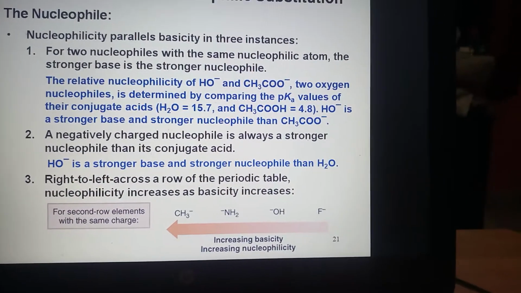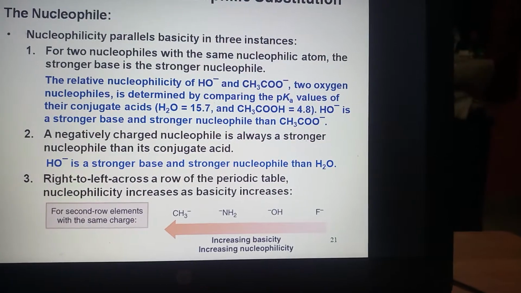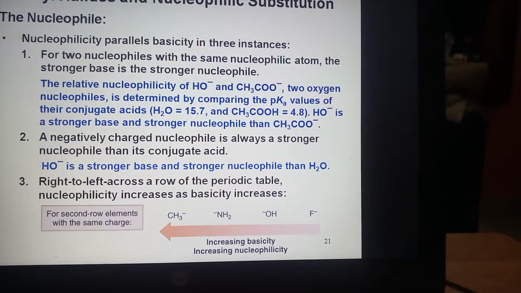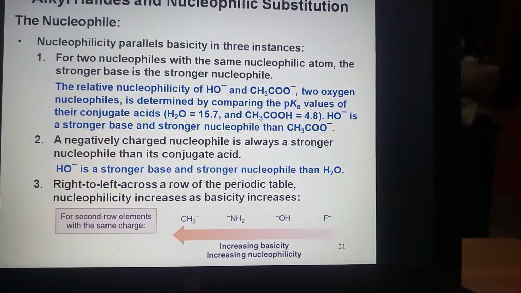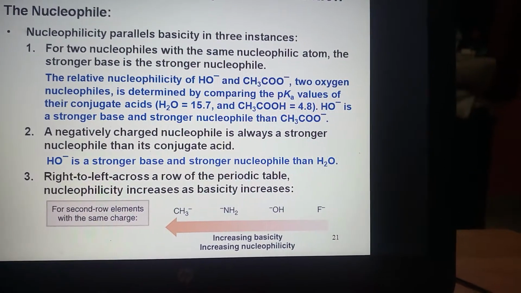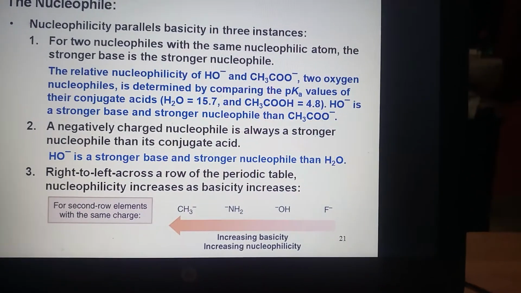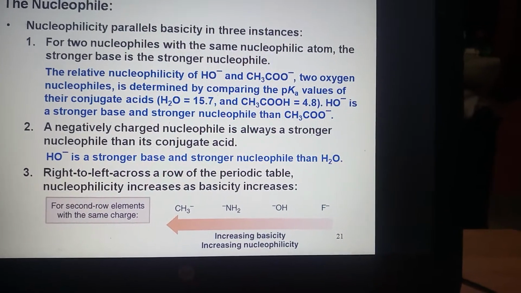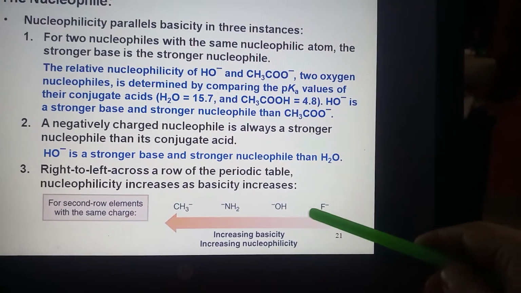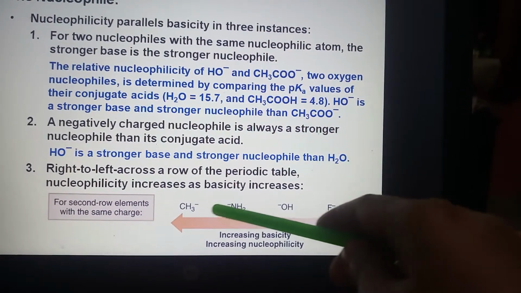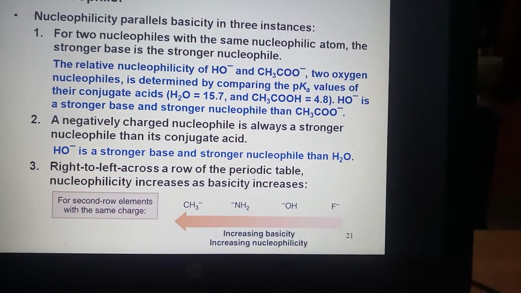Second, a negatively charged nucleophile is always a stronger nucleophile than its conjugate acid. OH- is a stronger base and stronger nucleophile than water. It is evident. Third, going right to left across a row of the periodic table, nucleophilicity increases as basicity increases. You can see second row elements with the same charge: fluoride, OH-, NH2- and CH3-. Increasing basicity also increases nucleophilicity.